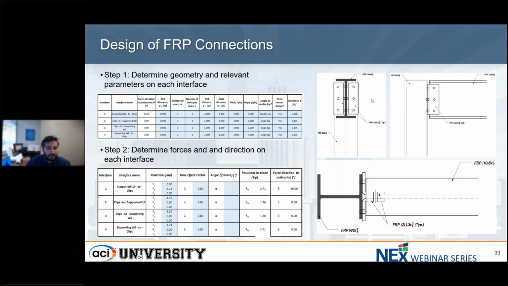So to design an FRP connection, a very critical first step is to determine the geometry, the relevant parameters and the force direction on each interface. Here you can see a breakdown of the 4 interfaces of this connection, each one with its own specific force direction, its own specific pitch and gauge dimensions, and then the distance dimensions, as well as the forces to be captured on each of these interfaces.